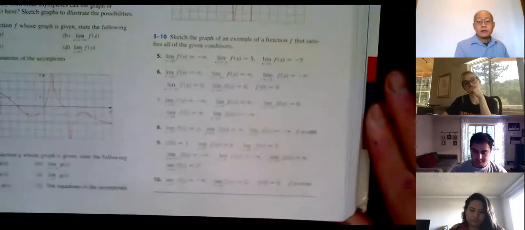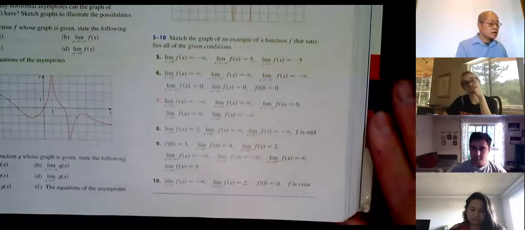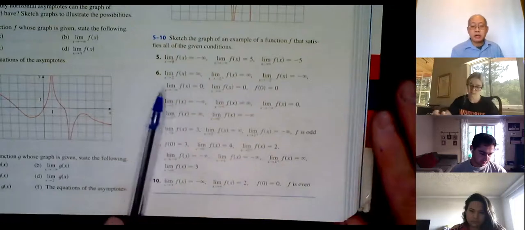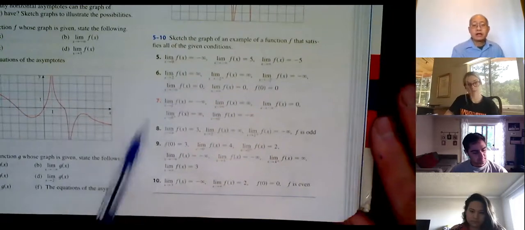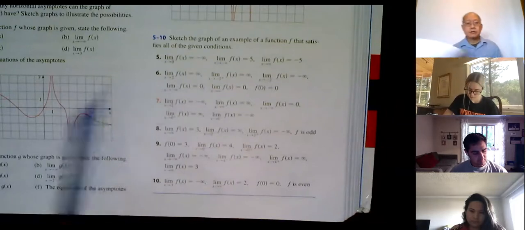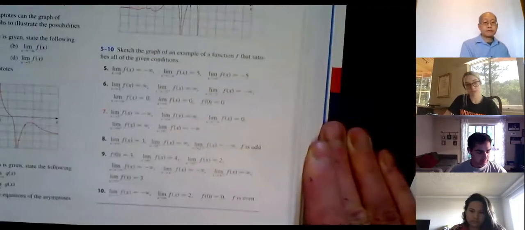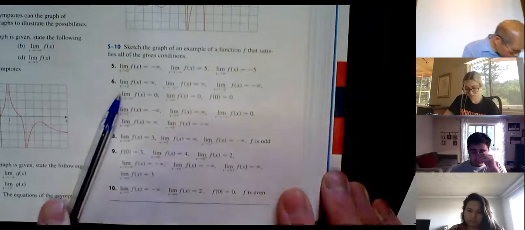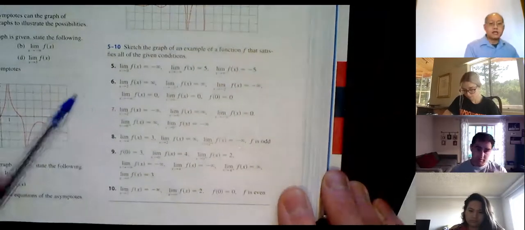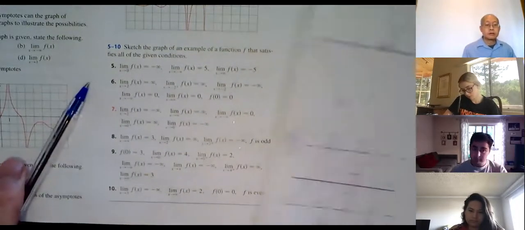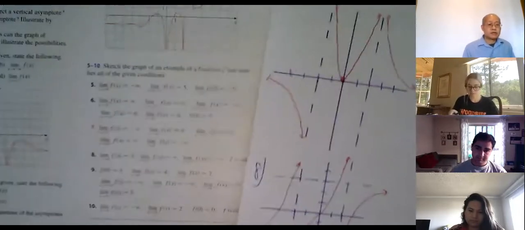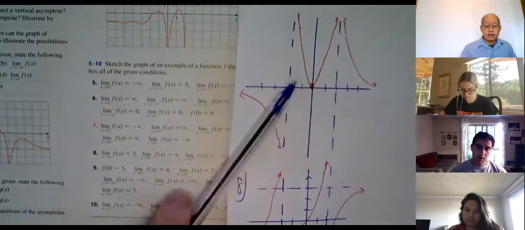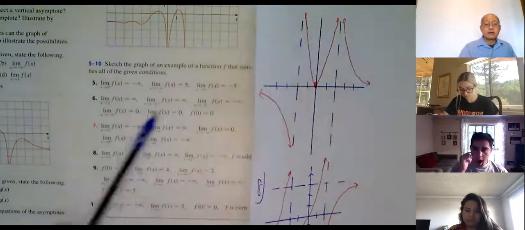All right, now here, 5 through 10, make up a graph that satisfies all these conditions. So you invent a graph, you make a graph that does all the following. The limit as x approaches 2 is infinity. All right. So see if I can do this without doing a common partner. As x approaches 2, it's two-sided. On both sides, they shoot up to infinity.